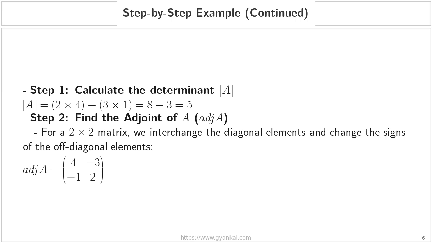Now that we have our adjoint of A, let's move into the actual calculations to verify the theorem. Keep these values handy, because in the next slide, we are going to multiply our original matrix by this adjoint to see if the theorem holds true.